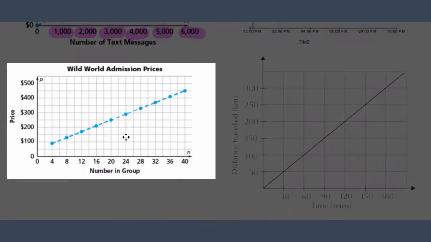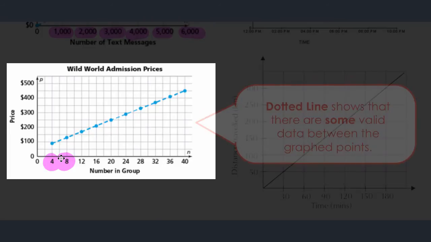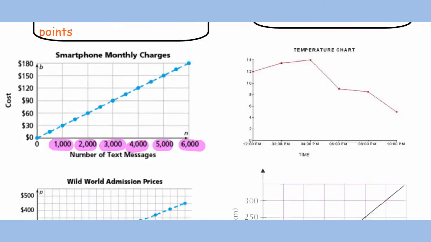The next example is the price for the Wild World admission based on the number of people in the group. Again, since the data is collected in intervals of 4s, there is data that exists in between the 4 to 8 and 8 to 12. However, you can't have half of a person, so it won't make sense to solidly connect the points because there is some data that exists but not continuously. Now, back to solid line.